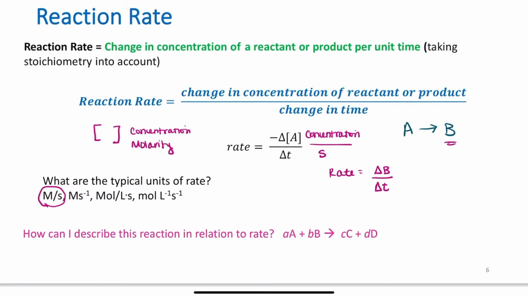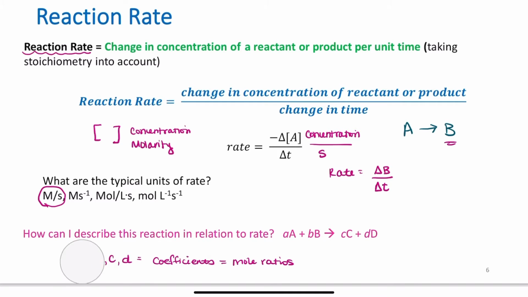So how can I describe this reaction in relation to rate? Well, what if I've got aA plus bB going to cC plus dD? What are all these pieces? The lowercase letters a, b, c, and d are the coefficients of the reaction. That's your mole ratios. They're telling me a moles of A reacts with b moles of B to make c moles of C and d moles of D. If I'm just talking about rate, not the rate law here, just the reaction rate, I want to take stoichiometry into account.